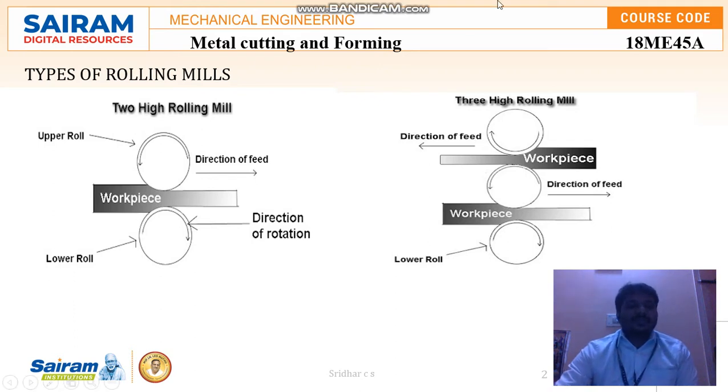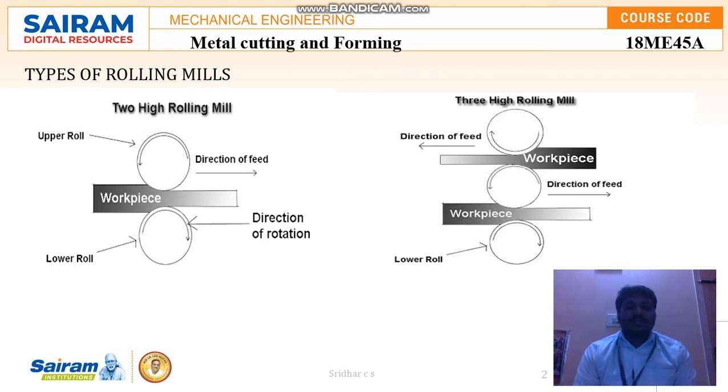So coming to the first one, the two-high rolling mill, this is what we call the upper roll, and this is what we call the lower roll. The direction of feed means the rotation of the rolls takes place in this direction, where you can see one rotates clockwise and one rotates anti-clockwise. Why both clockwise and anti-clockwise are required is to get a balance in between.